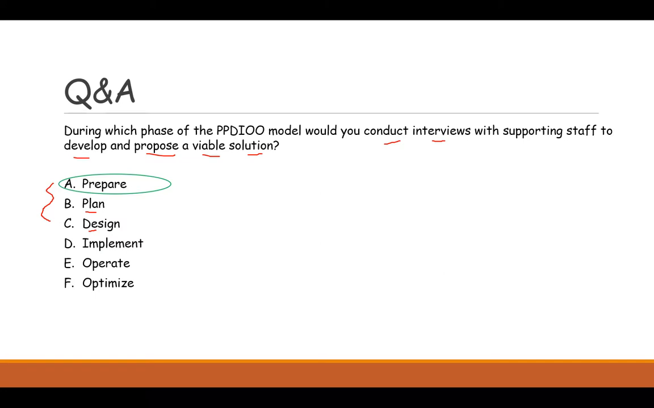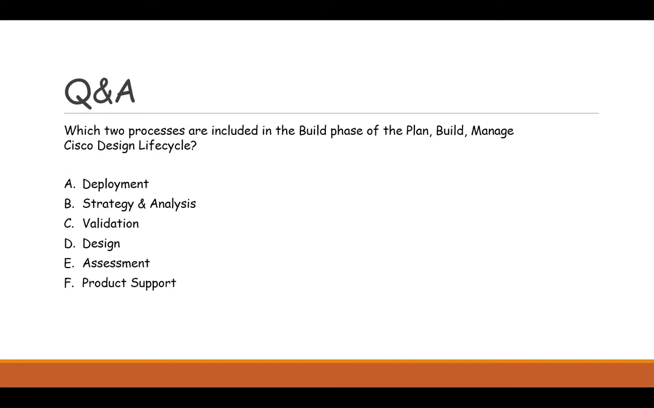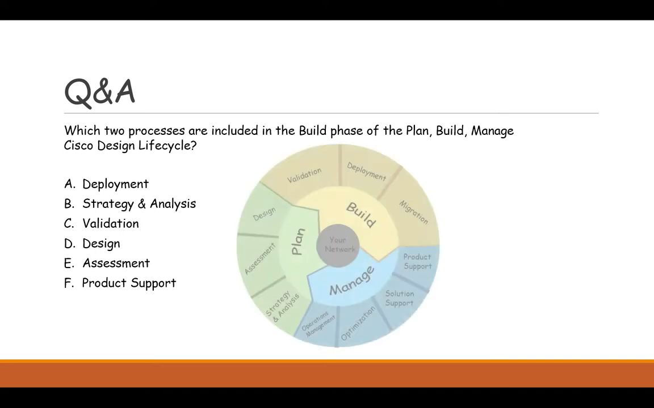Okay, now let's move on to the next one here. Now, in which two design processes are included in the build phase of the plan, build, manage Cisco design lifecycle? Now, you might recall the plan, build, manage had several processes within the individual sections. And this is asking about the build phase specifically. So I'll give you a few moments, and then let's go ahead and bring up that wheel here.